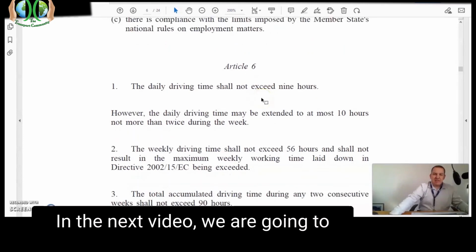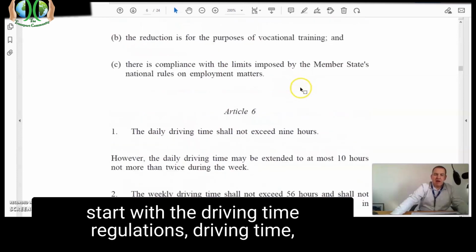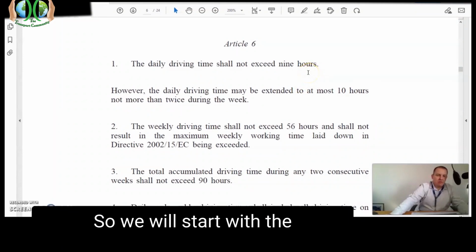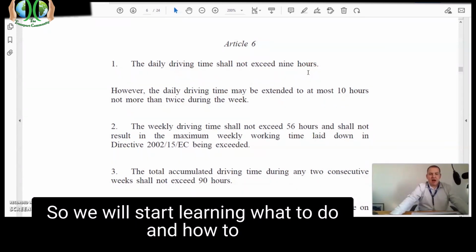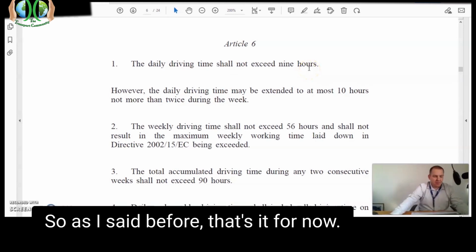In the next video, we are going to start with the driving time regulations, driving time, rests, daily rests, weekly rests, whatsoever. So we will start with the most important part of the regulation. So we will start learning what to do and how to do with the tachograph and how to apply the regulation itself. So as I said before, that's it for now.